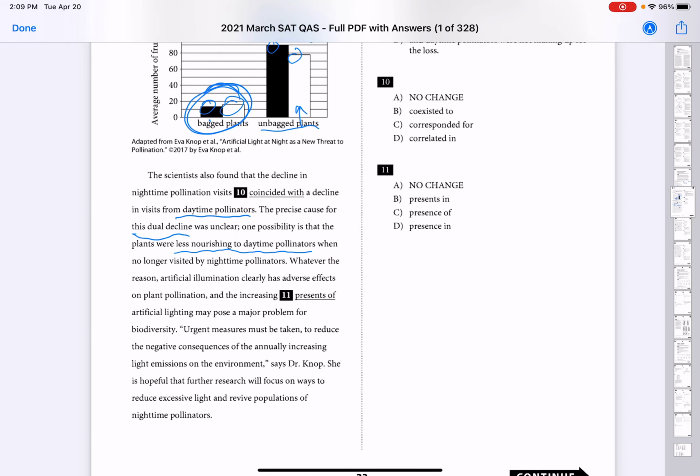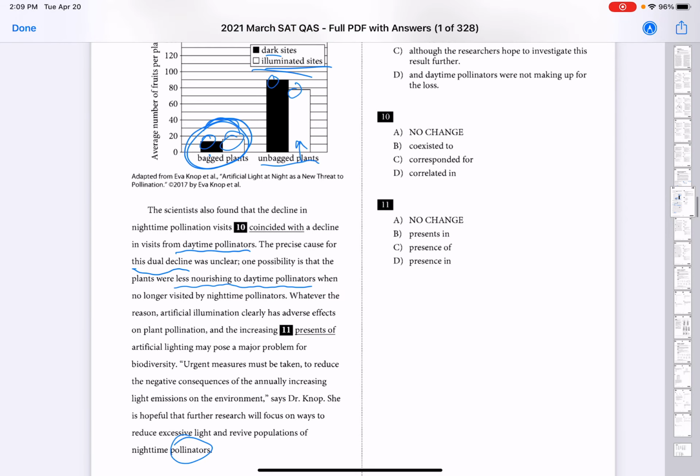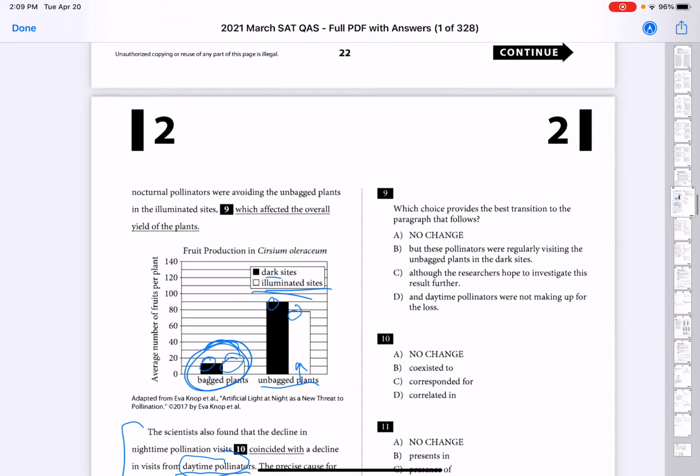Okay, so they're focusing a lot on pollinators. And then at the beginning over here, if you want to transition, they seem to be talking a lot about the effects on daytime pollinators as well. So, okay, let's take a look at the answer choices.